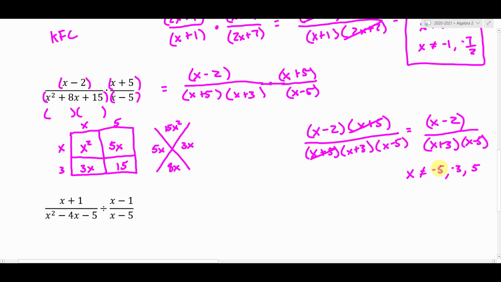So I'm going to exclude -5, -3, and 5 from my domain. So here's my simplified rational expression. Here are my excluded values.